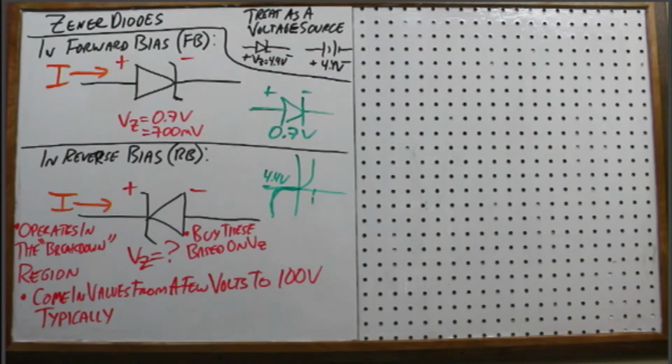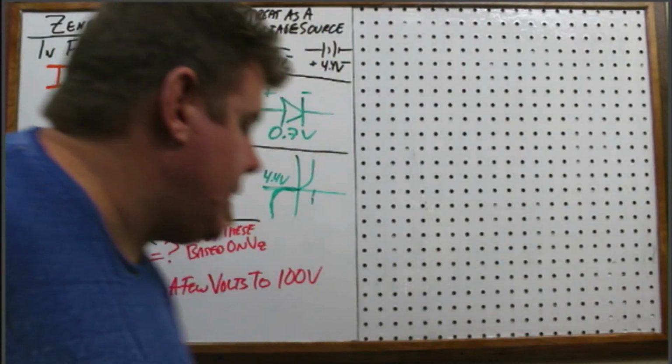So these will always operate in the breakdown region. Like I said, you could use them this way, but silicon diodes are cheaper. You would probably just use a silicon diode. But we should be aware of this, and I'm going to do a couple of examples where I've got them in both configurations, okay? And like I say here, it comes in values from a few volts to 100 volts typically. So it's a static voltage regulator. You cannot change what the voltage output is. Okay, so you would have to know this before you buy it.